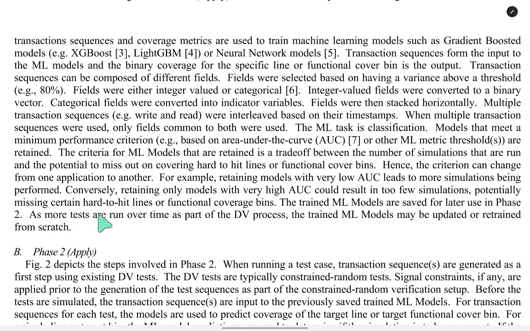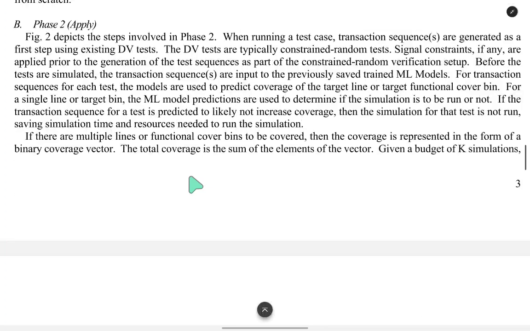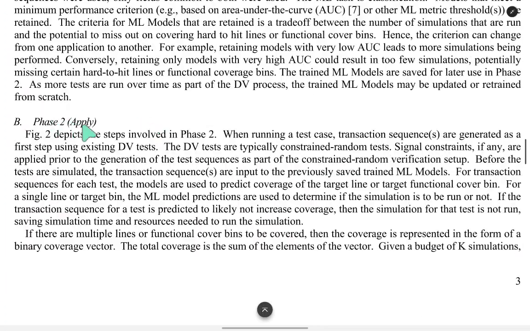As more tests are run over time as part of the DV process, the trained ML models may be updated or retrained from scratch. Phase 2, apply. Figure 2 depicts the steps involved in phase 2. When running a test case, transaction sequences are generated as a first step using the existing DV tests. The DV tests are typically constrained random tests, and constraints, if any, are applied prior to the generation of the test sequences as part of the constrained random verification setup.